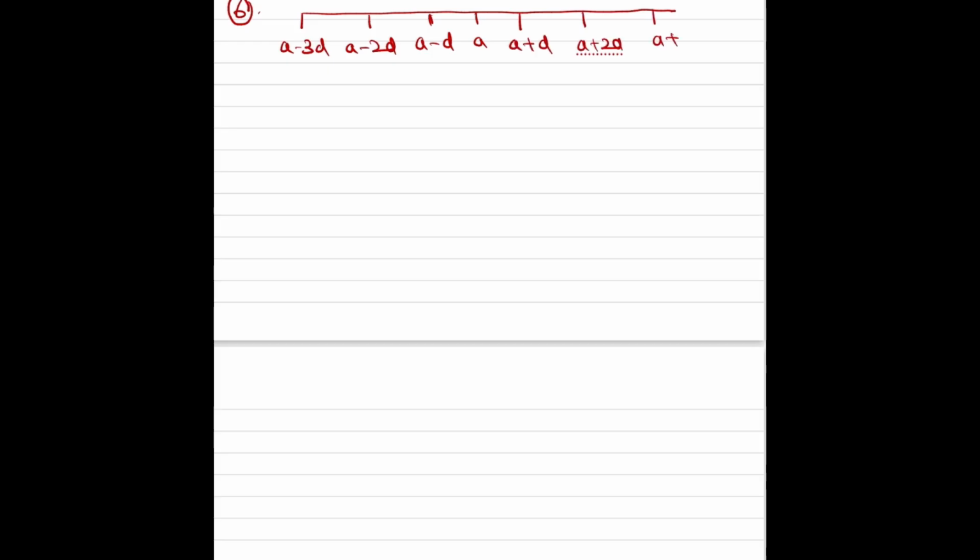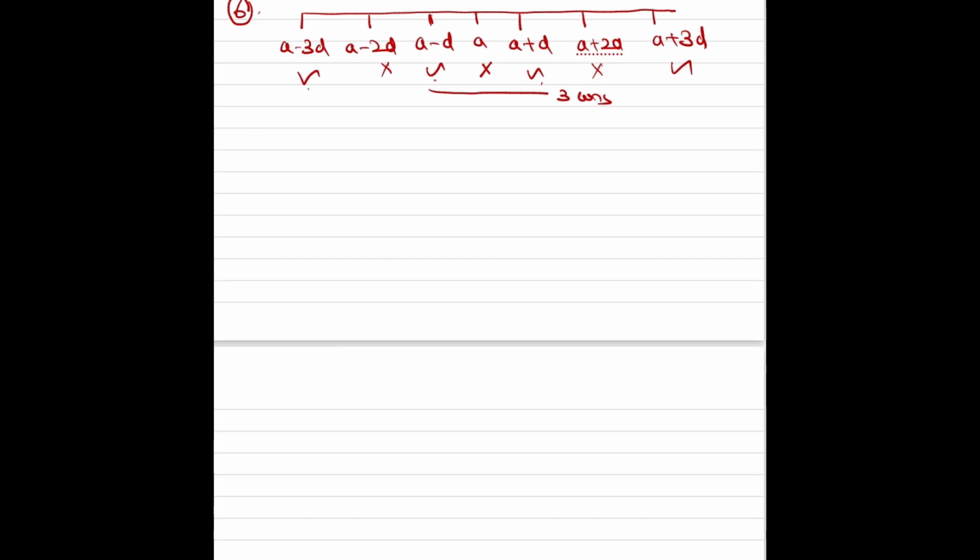This one, A plus 3D. They said the sum of the 4 numbers of an AP is 32. So when they are telling 4 numbers, sum of 4 numbers, skip this one, take this 2 and skip this 2 and take this 2. So overall 1, 2, 3, 4. It may be 3 consecutive terms, this 3 we will take. That is 3 consecutive terms. But they said sum of the 4 numbers of an AP.